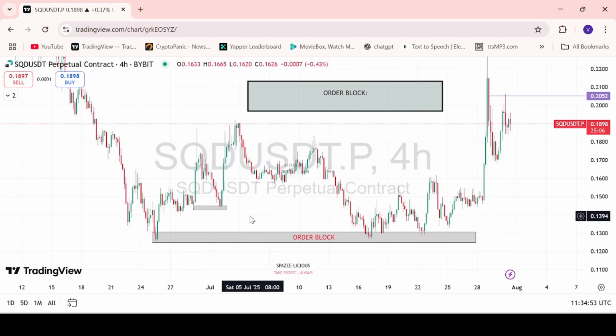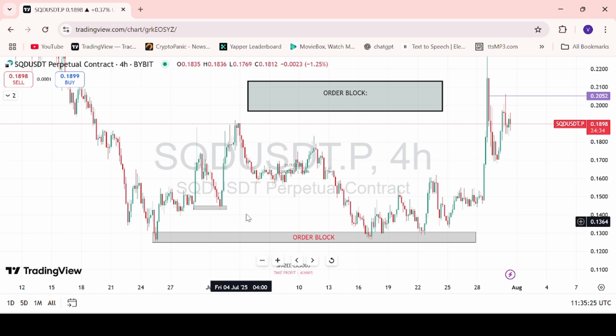So what is an order block? An order block is the last candle before a movement. This bearish order block is the last candle before an upward or a downward movement. But in this scenario, it is the last bearish candle before this bullish move here.